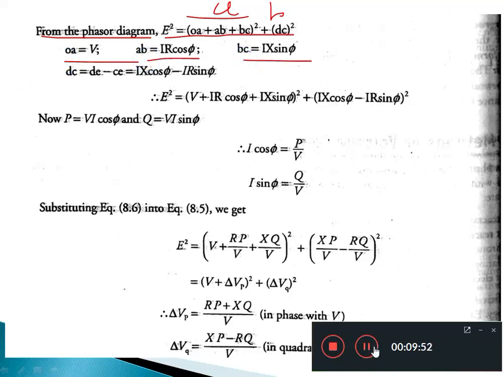So the distance DC is equal to dE minus E, that is nothing but Ix cos phi minus Ir sin phi. Therefore E square is equal to, substituting the values of OA, AB, BC, we will get (V plus IR cos phi plus I into X sin phi) whole square plus DC square. DC is nothing but we have to use BC, dE minus EB.